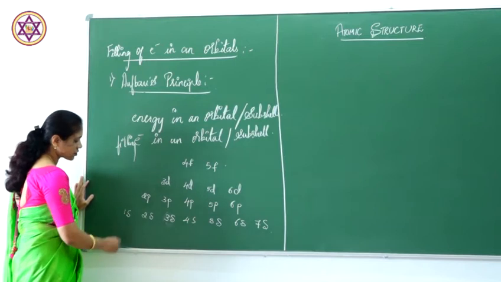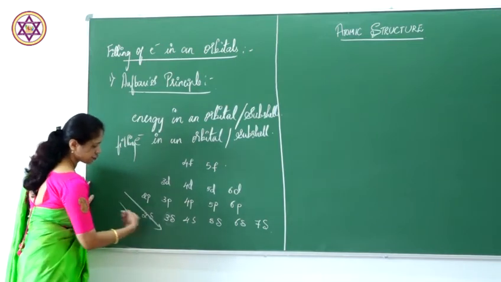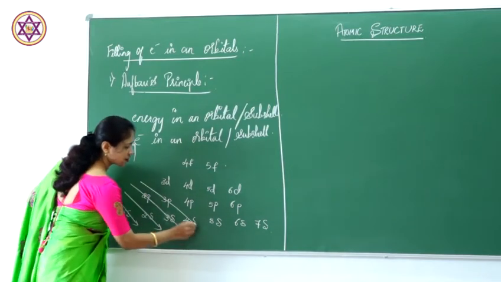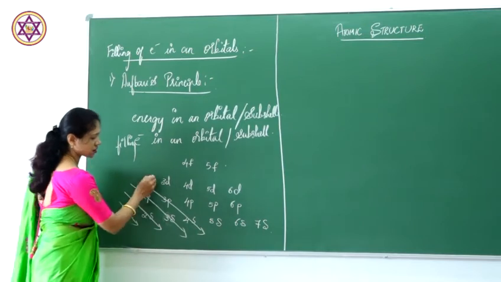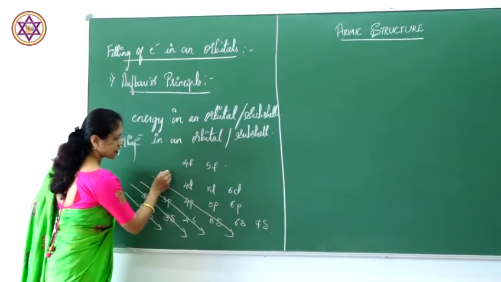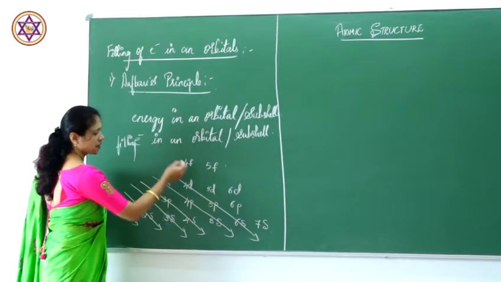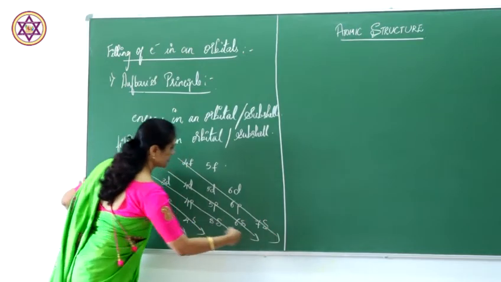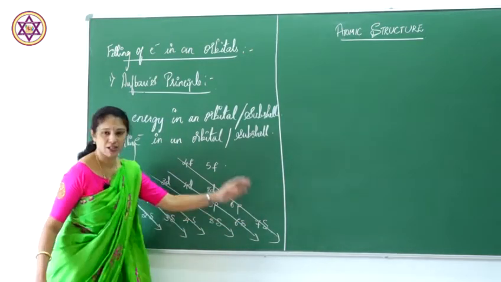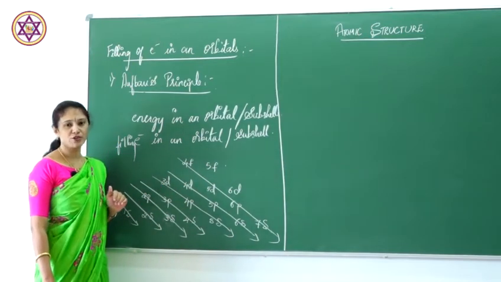First the electrons fill in the 1s subshell, then 2s, then 2p, 3s, then 3p, 4s, then 3d, 4p, 5s, then 4d, 5p, 6s, then comes 4f, 5d, then 6p, 7s. Like this the filling takes place in the increasing order of the energy levels.